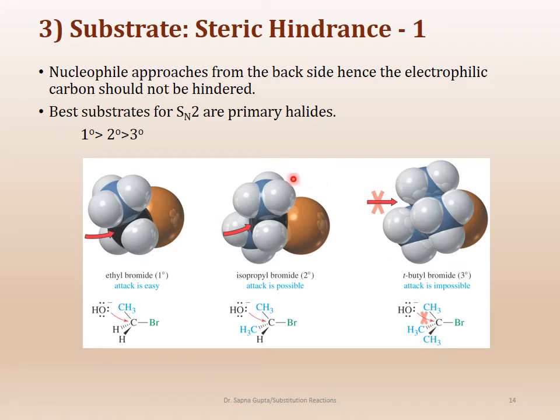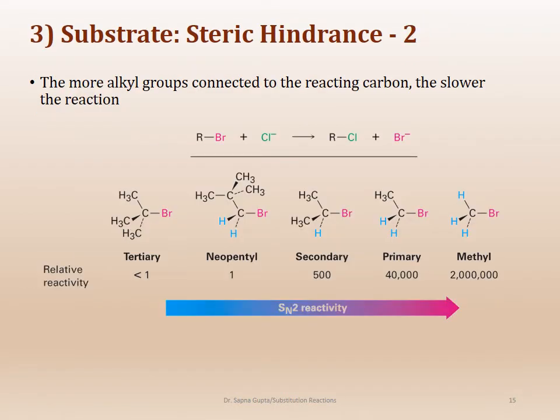So this is a nice visual of a space-filled model to show these things, where you have ethyl bromide, isopropyl bromide getting a little bit cluttered, steric hindrance, and then with the T-butyl bromide, a completely inaccessible carbon. And so in general, we say a primary substrate is better than secondary, and that's better than tertiary. That's how it goes.